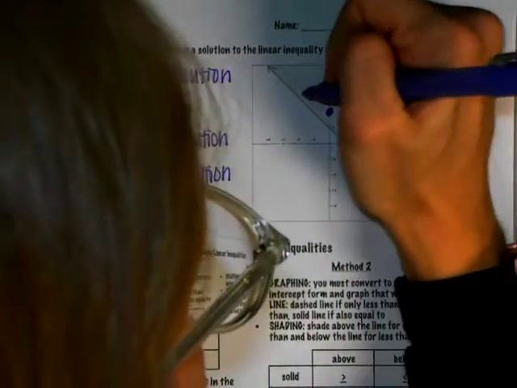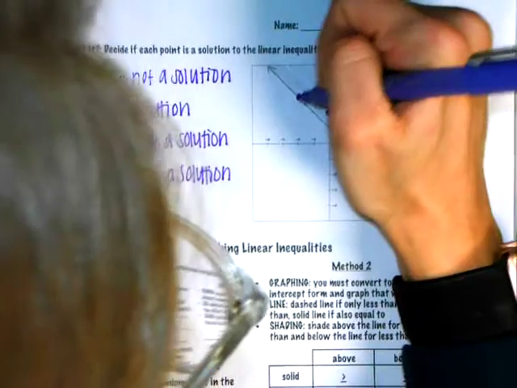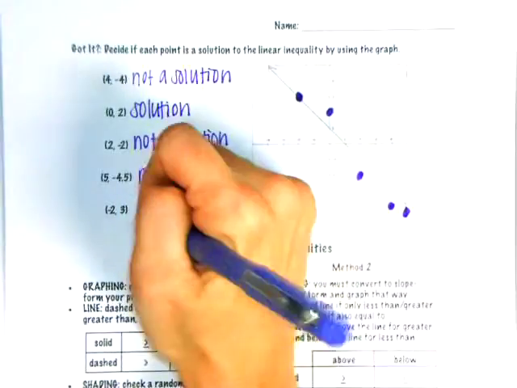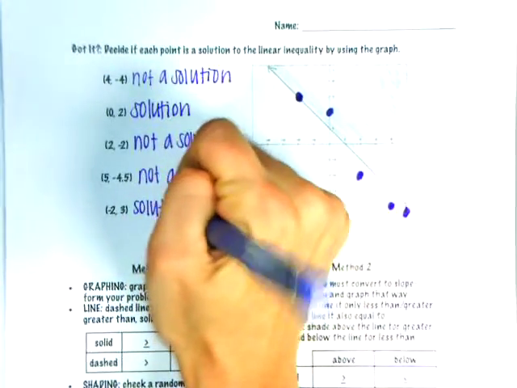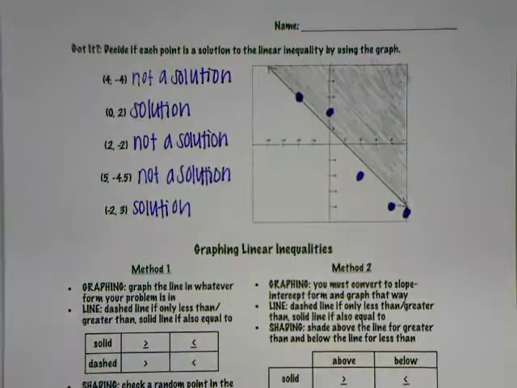-2, 3. So that one lands on a solid line, so that one would be a solution. Okay, we good? Okay, so now to graph these.